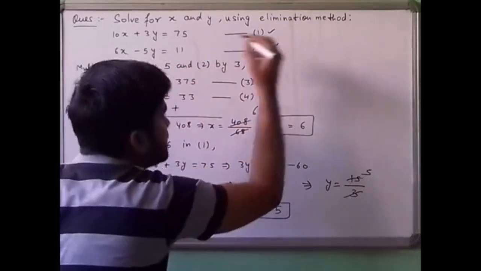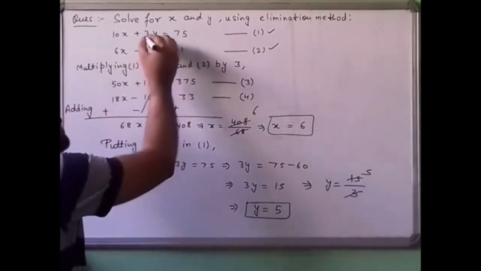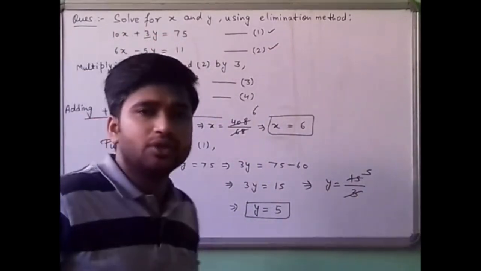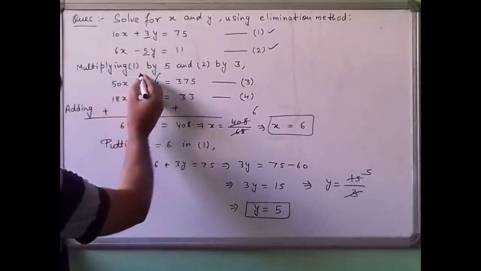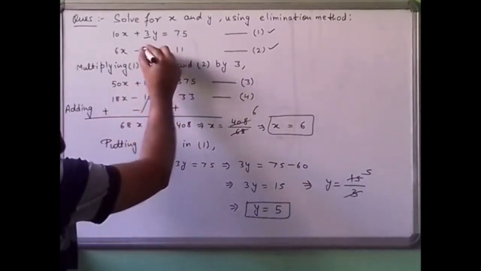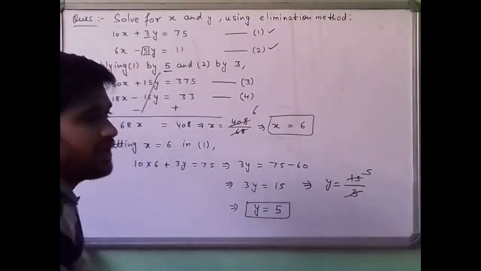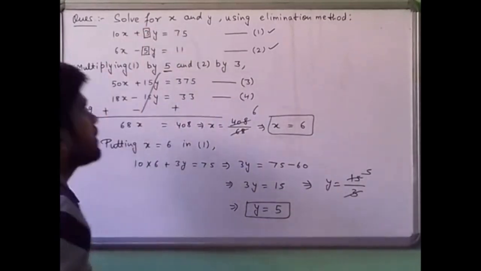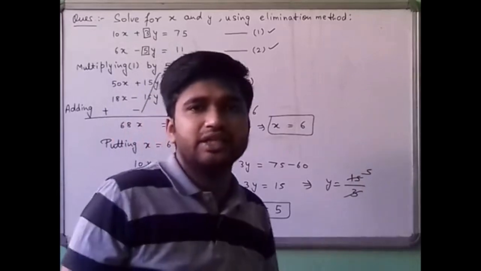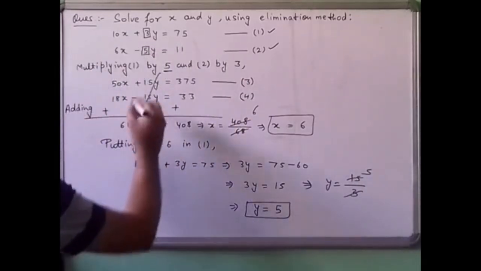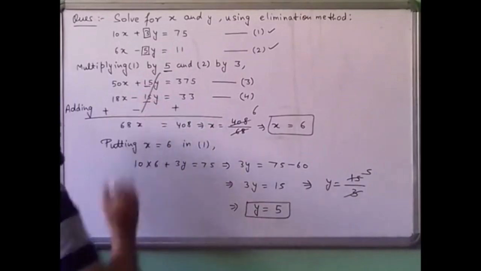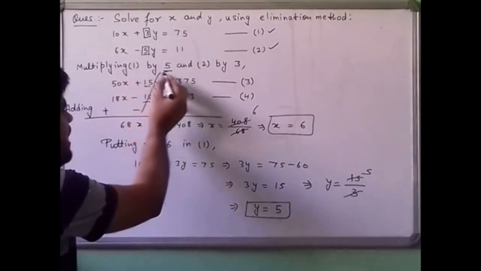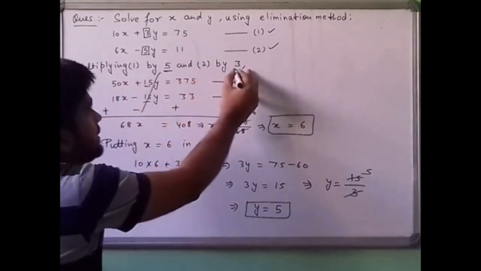equation number 2. Now we make the coefficients of variable y equal. So we multiply equation 1 by 5. Why? Because the coefficient is 5 in equation 2 and 3 in equation 1. The LCM of 5 and 3 is 15, so we make the coefficient of y equal to 15. So multiply equation 1 by 5 and equation 2 by 3.